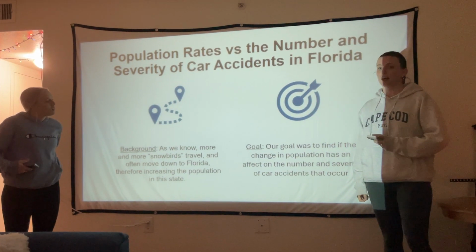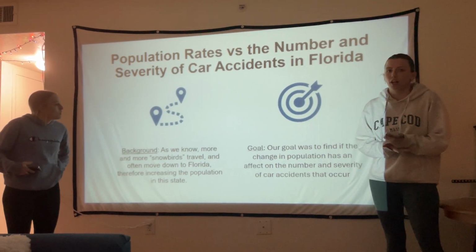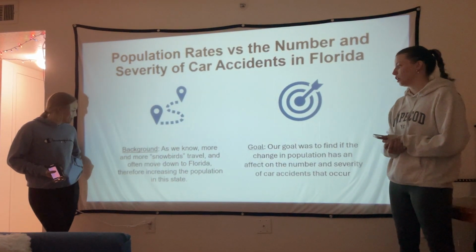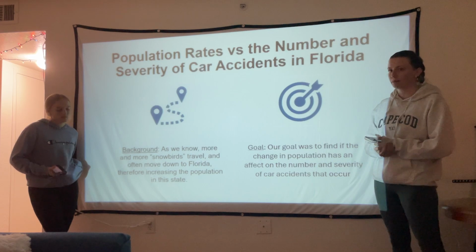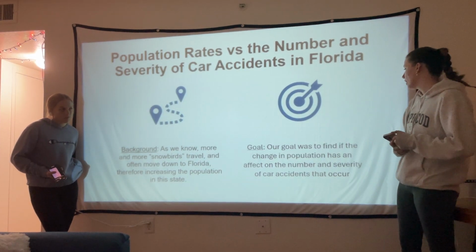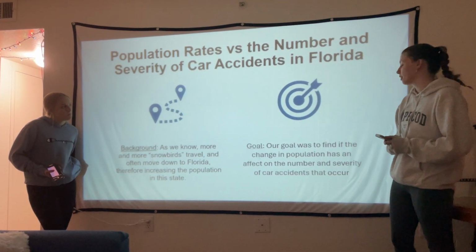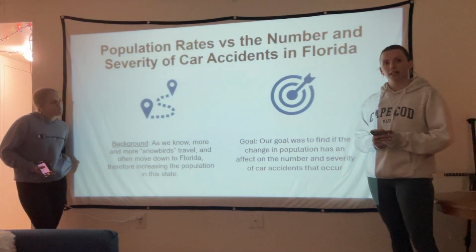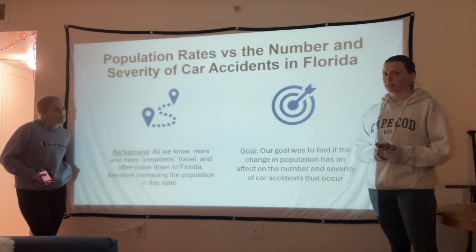So for a little bit of background, Florida is a state that gets a lot of snowbirds coming down every year. So the population changes drastically depending on the month or time of year that it is. And our goal in this project was to figure out if the rates of people coming down to Florida affect the rates of car accidents.